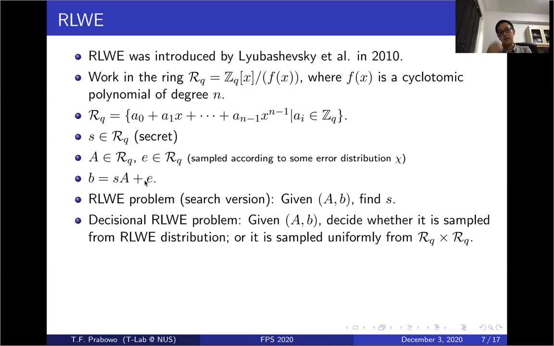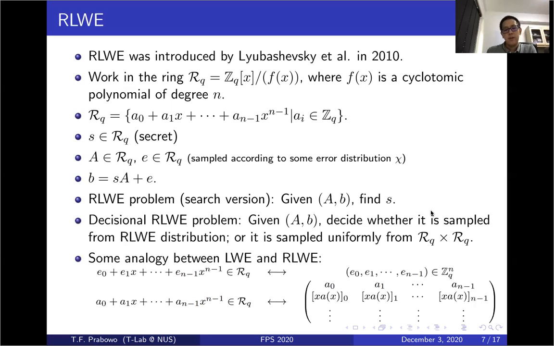We have another variant, which is the decisional variant. Given A and B, decide whether they were generated in this way, or whether they were generated totally randomly. So it's a distinguishing problem between these two distributions.